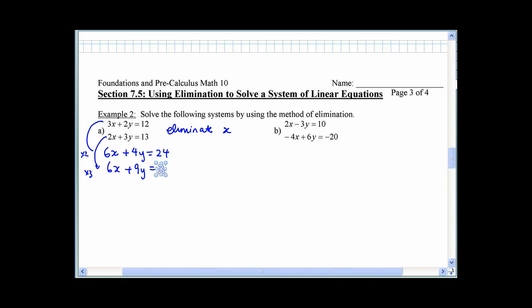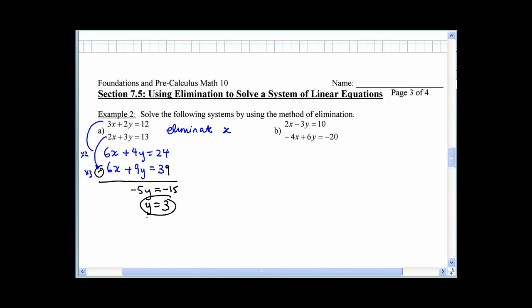In this case now, since the coefficients are the same for x, I'm going to subtract. 4 minus 9 is negative 5y. I should have said 39. So 24 minus 39 is just, I think, negative 15. So y equals positive 3.